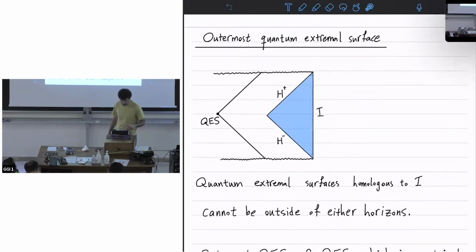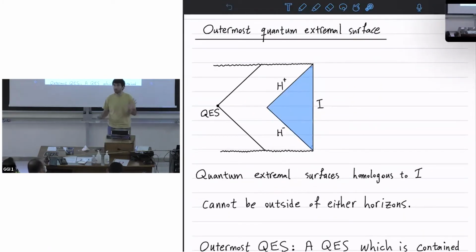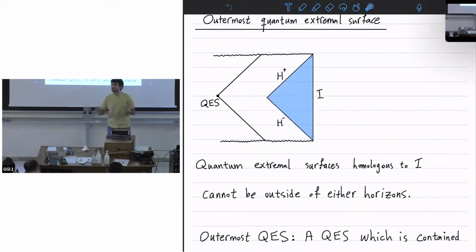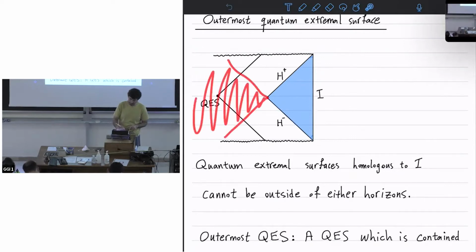Okay, so let's start with some of the simpler things. We're talking about black holes. The defining feature of black holes is the existence of horizons. Here I've shown them with H plus and H minus. Now it's been shown, assuming the quantum focusing conjecture, that quantum extremal surfaces cannot stick out of either of the horizons. So they need to stay in this region behind.